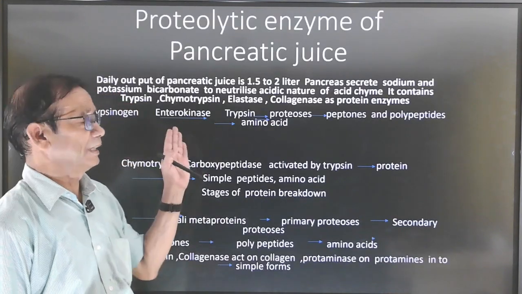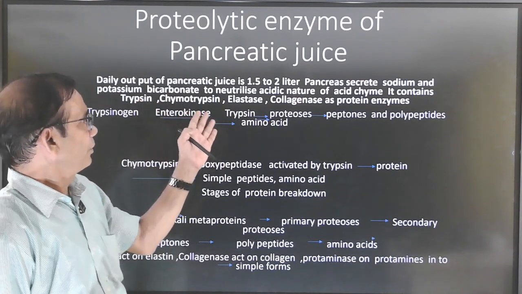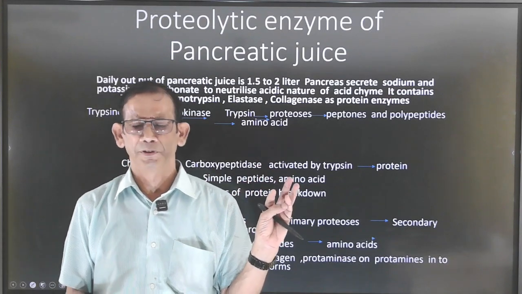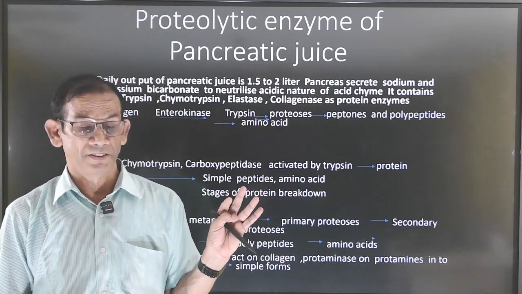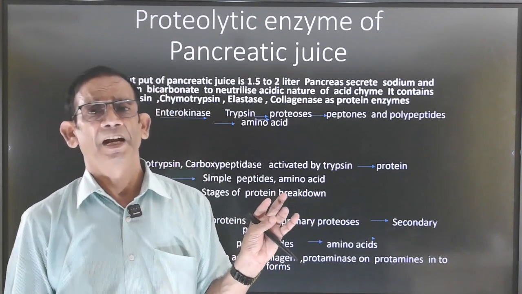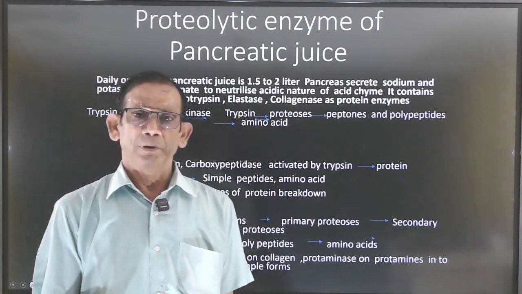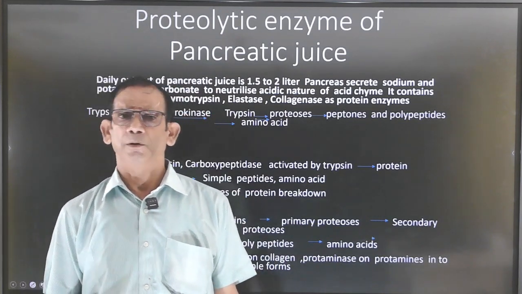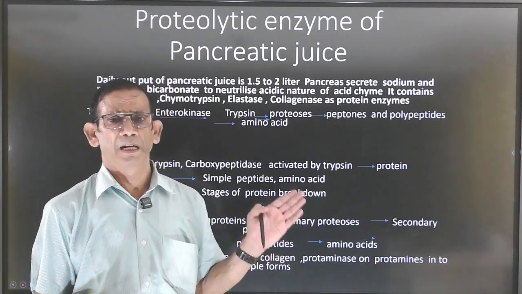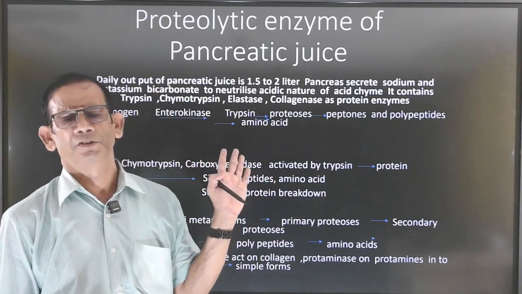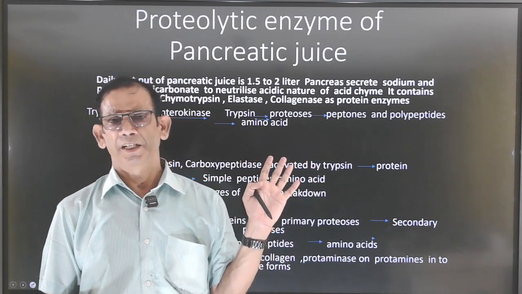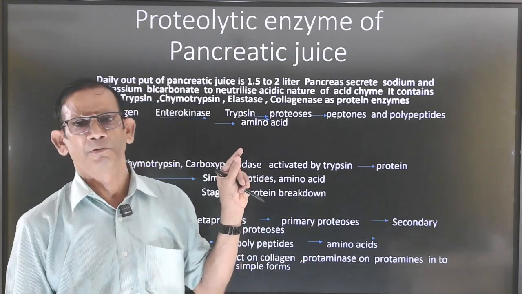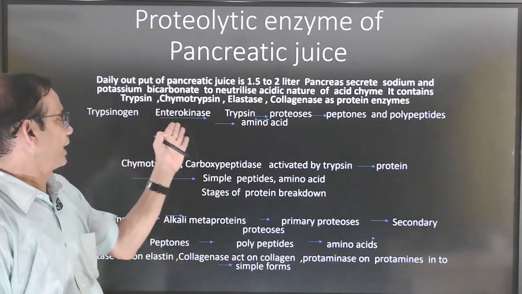These proteolytic enzymes are particularly trypsin, trypsinogen, chymotrypsin, carboxypeptidase, elastase, collagenase, etc. And actually the pancreatic juice secreted in the duodenum is about 1 to 2 liters per day, and at the same time this trypsinogen, which is a protein digesting enzyme, is in the inactive form. It has to be converted into trypsin with the help of an enzyme enterokinase.